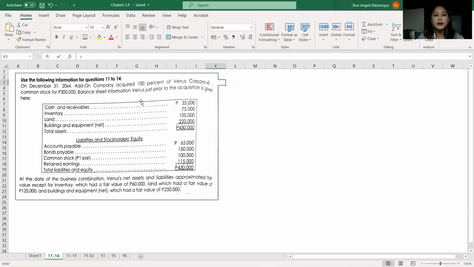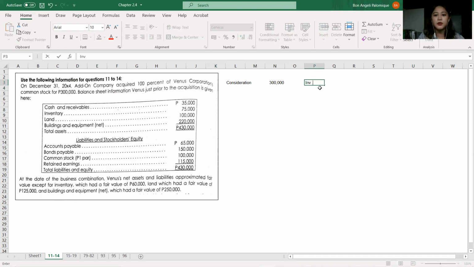So, for 300,000. So, unang gagawin pag nabasa mo yan, type mo na agad yung consideration para hindi mo na rin ma-miss out later. Kasi minsan, 'di ba, ang dami nang ibibigay na given. At least na-take note mo na siya. Tapos ang sabi, ito daw yung balances ni Venus. So, at the date of the business combination, yung net assets and liabilities are approximately fair value. So, lahat daw to fair value except for inventory.